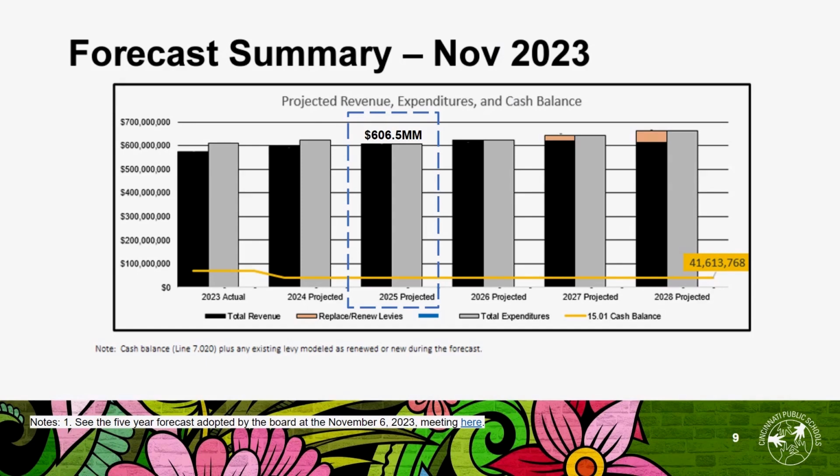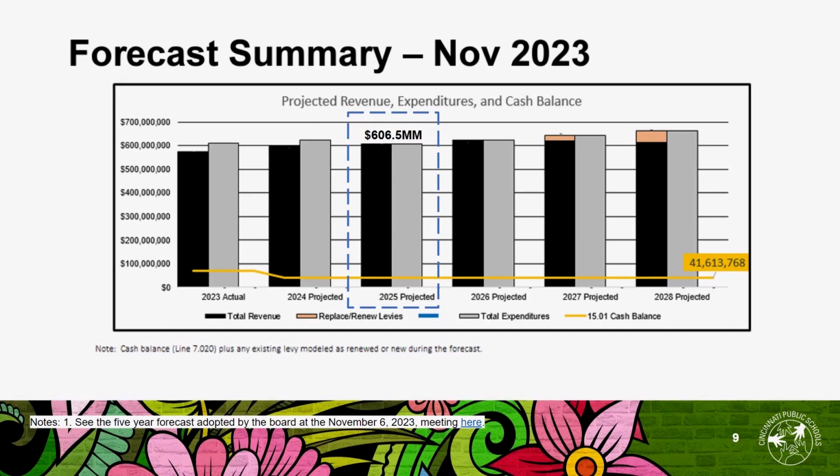I want to pause for a second and see if my colleague, Mr. Gustin, has anything that you want to add or say related to the forecast. Thank you, Chief Little. No, I think you covered it really well. The one thing I would say is, if people want more information on how we got to the revenue numbers, please click through. Our funding comes from three main sources. The biggest one is property taxes. The second largest one is state funding. And then there are some other sources.